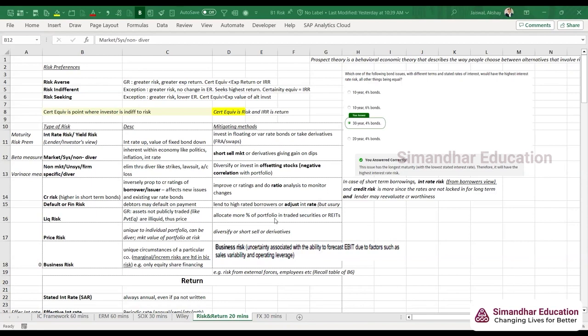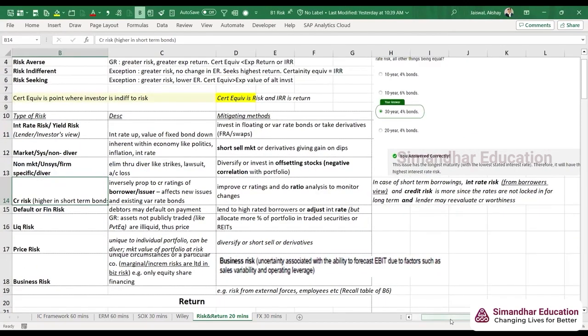Next is credit risk. Let me increase the font. You might not be able to see it properly. Now is it better? So what is meant by credit risk? Credit risk basically means the credit rating of the bond issuer, the company basically. Bonds are generally issued by companies, and investors will buy those bonds. So the credit rating of the company will determine what type of interest rates they are able to issue the bonds with.